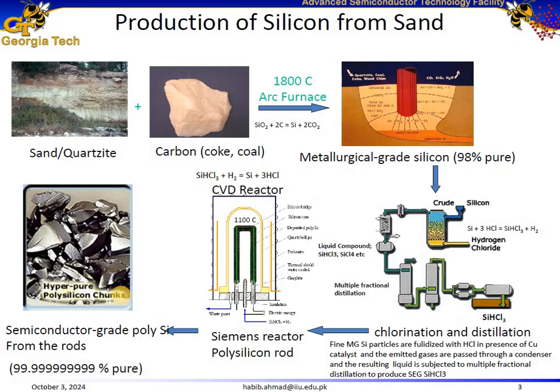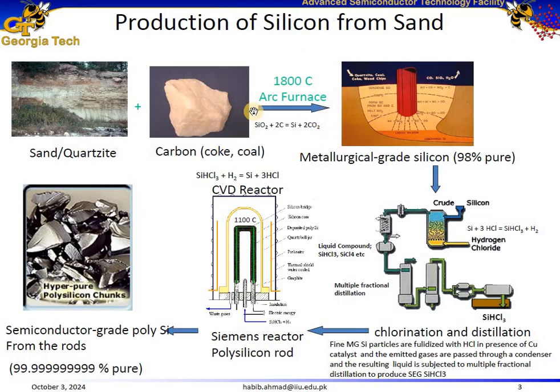And here is a more detailed representation of the same process. This image illustrates the production of semiconductor grade polysilicon, a critical material for electronics, through several stages. In the first stage, we have sand or quartzite. The process begins with this sand or quartzite, which is actually a silicon carbide, and carbon, we can call it coal as well. These raw materials are heated in an arc furnace at a high temperature of 1800 degrees C.